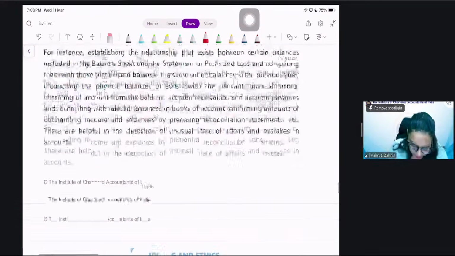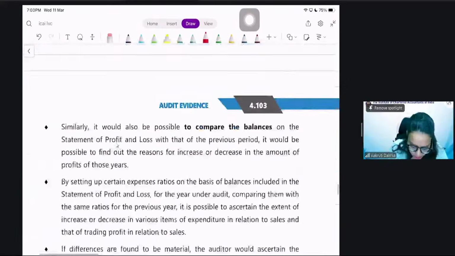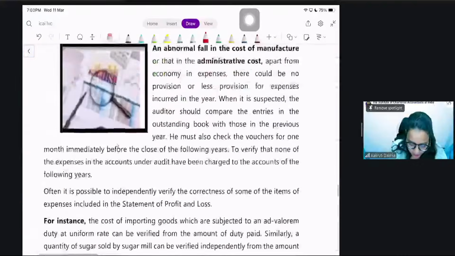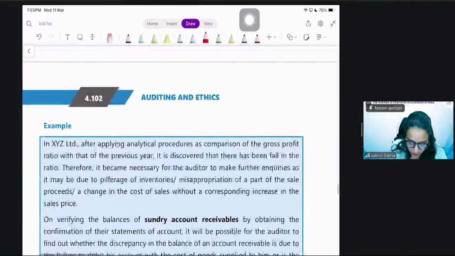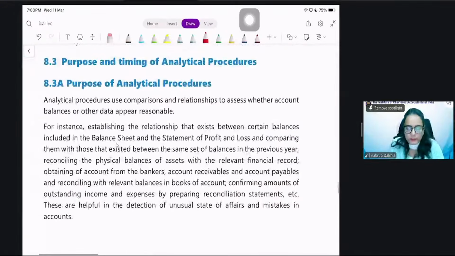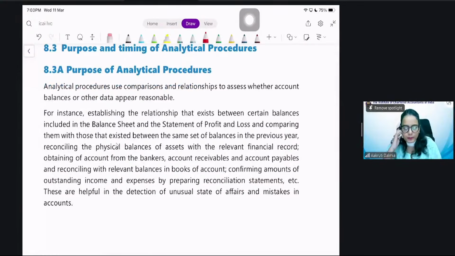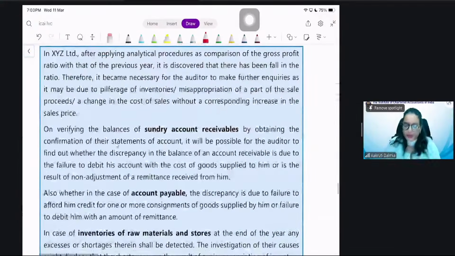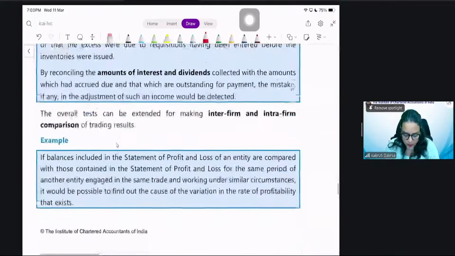So if you will see, these 3 pages are full of examples. We'll go through a few examples. So in this, you just have to read up the examples which have been given. All right. So first come here.